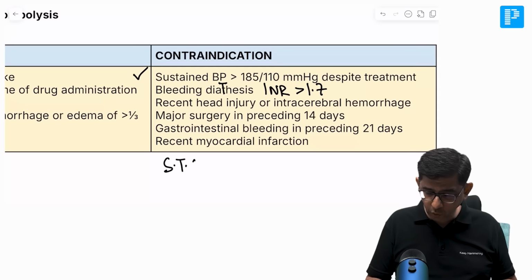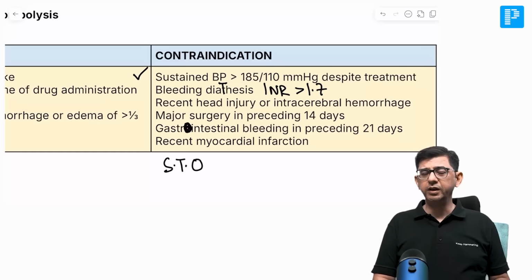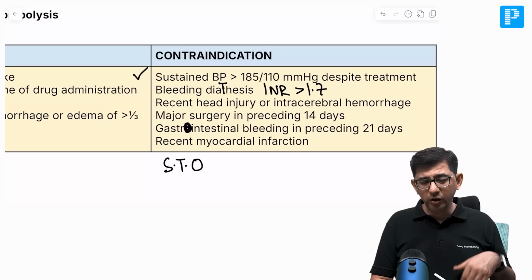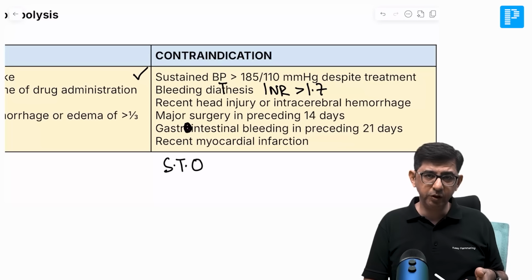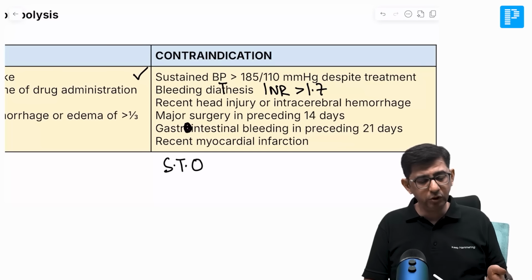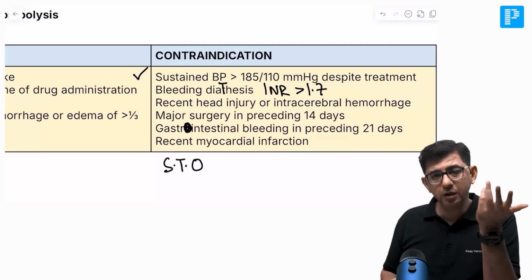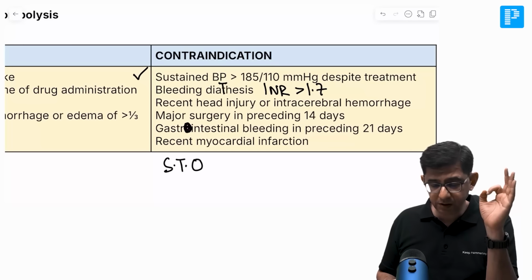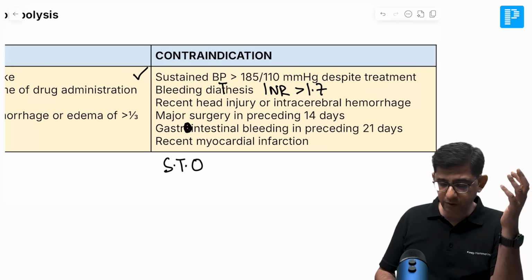Then O is for the gastrointestinal bleeding component. The patient had a peptic ulcer bleed in the previous 3 weeks. I cannot give a new disease. Suppose somebody had a stroke and he had a peptic ulcer disease bleed also about 2 weeks back. If I do thrombolysis today, the thrombus in the brain will be destroyed, but the ulcer bleeding can start. The basic rule of medical science is first do no harm. You can't treat one disease and give a new one. So, gastrointestinal bleeding.